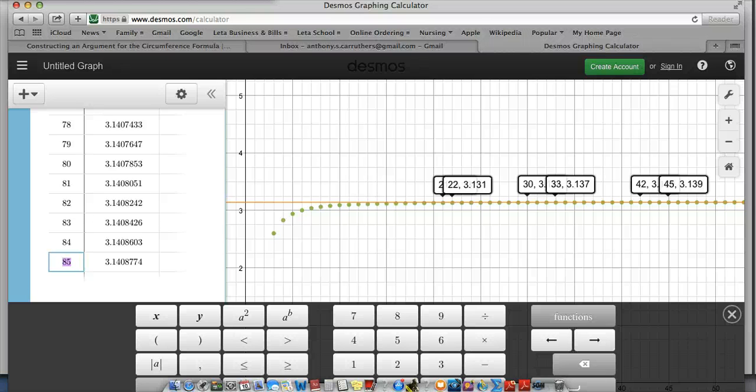And yeah, hopefully that makes sense and it's something that you might be able to use.